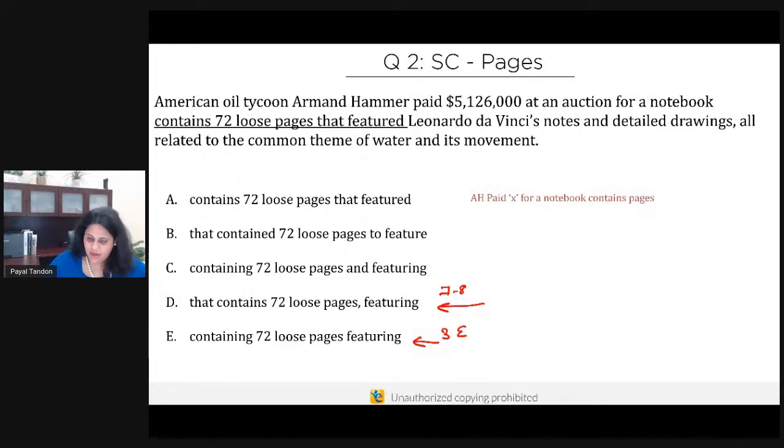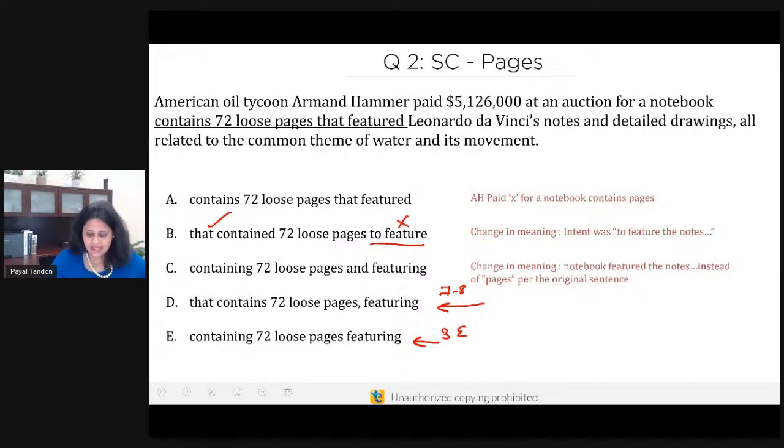Okay, so let's talk about choice A. Why is choice A wrong? Choice A is wrong because AH paid X amount for a notebook contains pages. There is a subject-verb issue over here. So choice A is wrong. Choice B is wrong because there is a change in meaning. That contains 72 loose pages. This is fine. To feature. I mean, the whole point of containing 72 pages was the intention was not to feature these notes. Okay, so this part is absolutely wrong. Again, I don't believe anyone selected choice B.